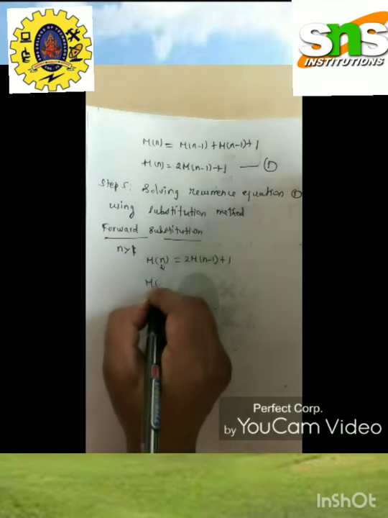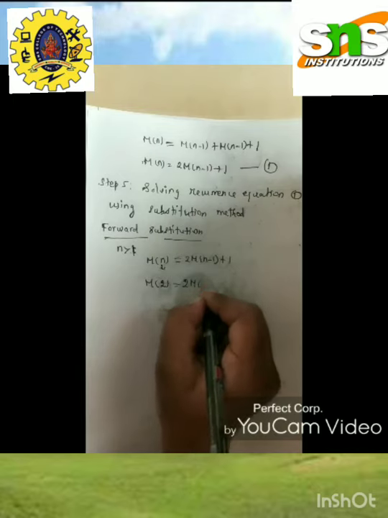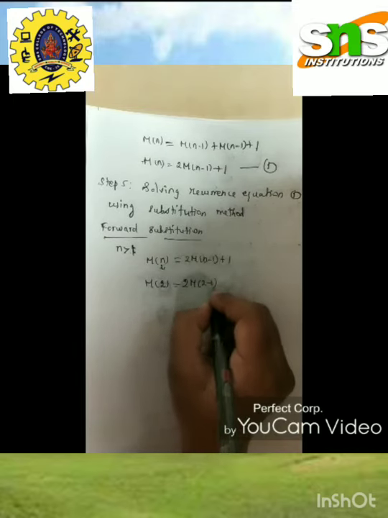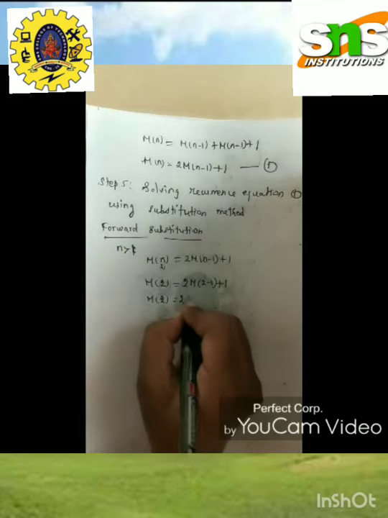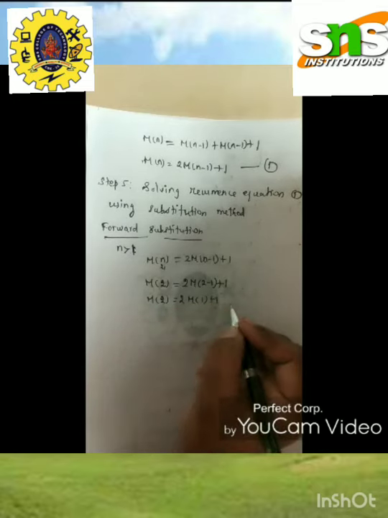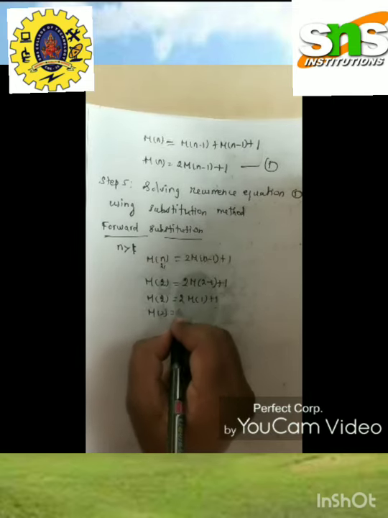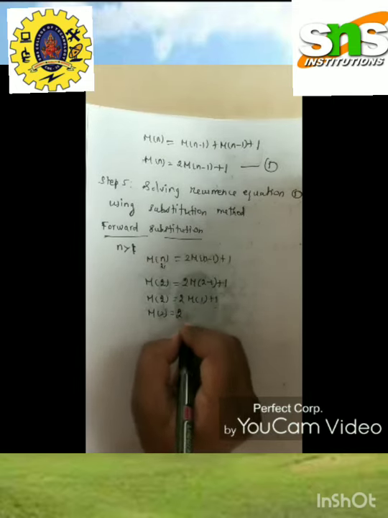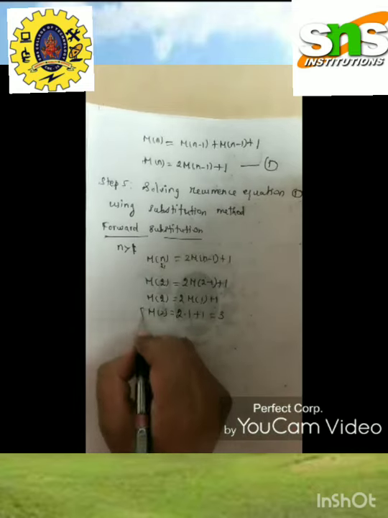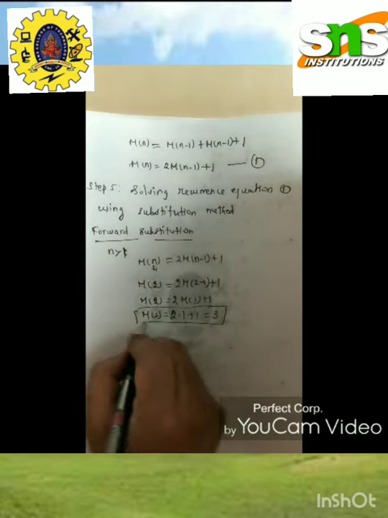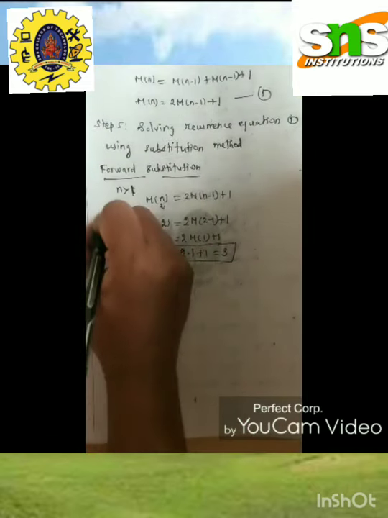So after 1 we have 2. M of 2 equals 2 into M of 2 minus 1 plus 1. M of 2 equals 2 into M of 1 plus 1. The value of M of 1 is 1, so 2 into 1 plus 1 equals 3. So M of 2 equals 3. Next, you substitute the next value.